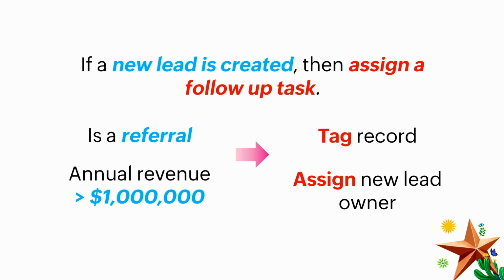Okay, so here's an example. Let's say a new lead is created inside of our CRM. We would manually assign a task to that lead and the lead owner, and then we can set a due date manually. If that lead happens to be a referral, maybe we would tag that record. So as soon as we enter that lead record, we can see that tag at the top. If the annual revenue is more than $1 million, maybe we'll assign that lead to a new lead owner, a salesperson that's a little more qualified to handle bigger hot leads. So these are all things that you'd be doing manually inside of your CRM, but with automation, we don't have to. That'll take care of it for us.